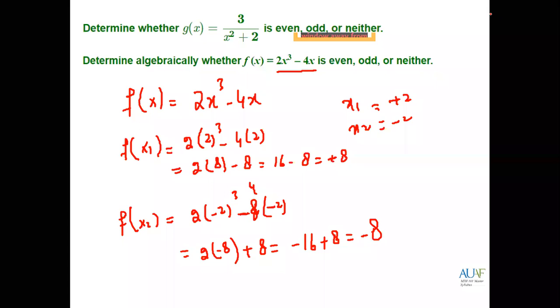So you can see here that the first one is plus 8, the second one is minus 8. So this is an example of what? This is an example of, yes, an odd function. If both are the same, like plus 8, then that will be an even function.